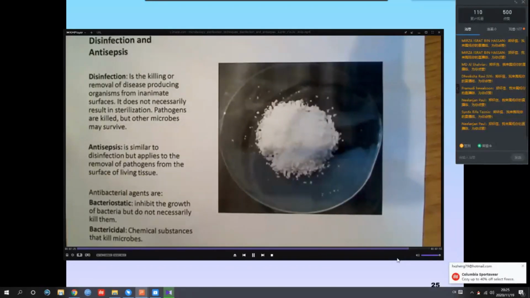Another interesting thing here is that antibacterial agents can be either bacteriostatic or bactericidal. Basically, bacteriostatic means that they're going to inhibit the growth of the bacteria, but not necessarily kill them. Bactericidal chemical substances kill microbes. So it depends on what you're working with.